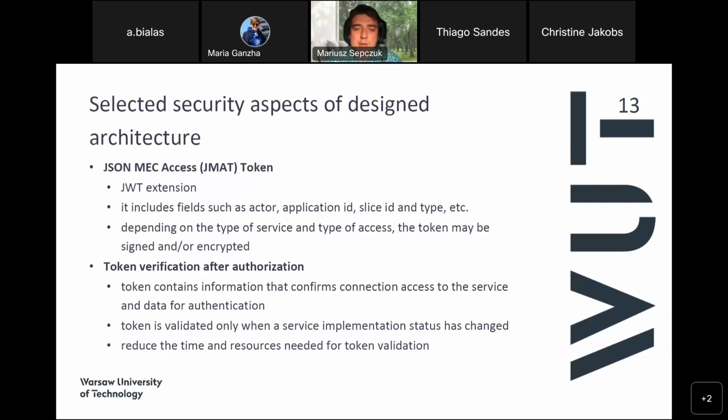It means that, for example, after usage of this service, after some time, there is no need to use such a large number of slices, or in the other case, the session time of the service is almost ending, so it's worth doing something with this token, for example, refreshing it. And such an approach reduces the time and resources needed for the token validation.